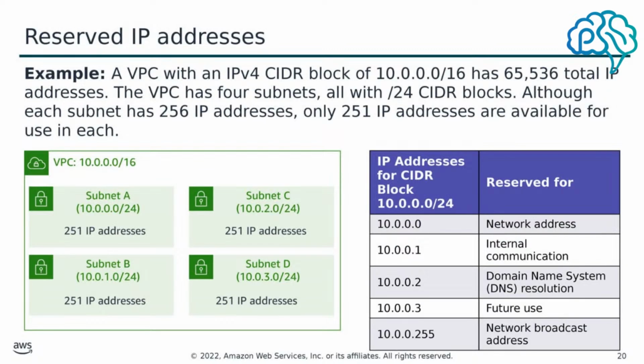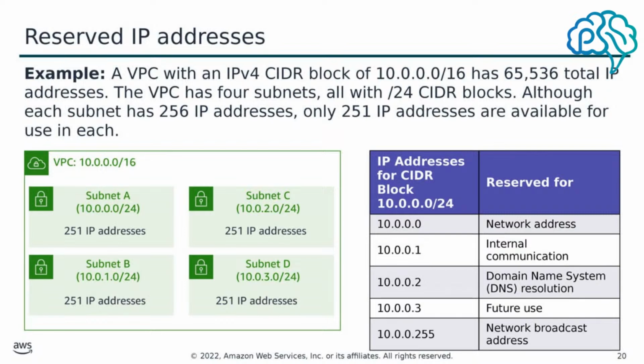Now, in terms of reserved addresses, if you create a subnet, it is going to require its own CIDR block. And for each CIDR block you specify, AWS is going to reserve 5 IP addresses within that block, and you cannot use these 5 addresses. AWS reserves these because of the following reasons. 1, network address. 2, VPC local router, which is for internal communication. 3, domain name system, or DNS, resolution. 4, future use. And then also 5, the network broadcast address.